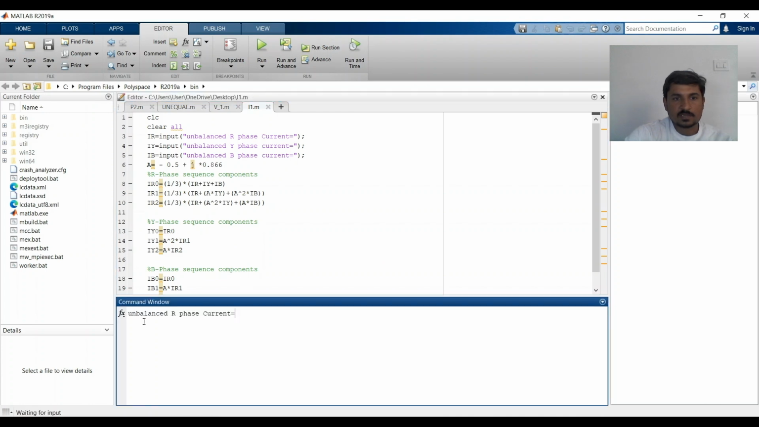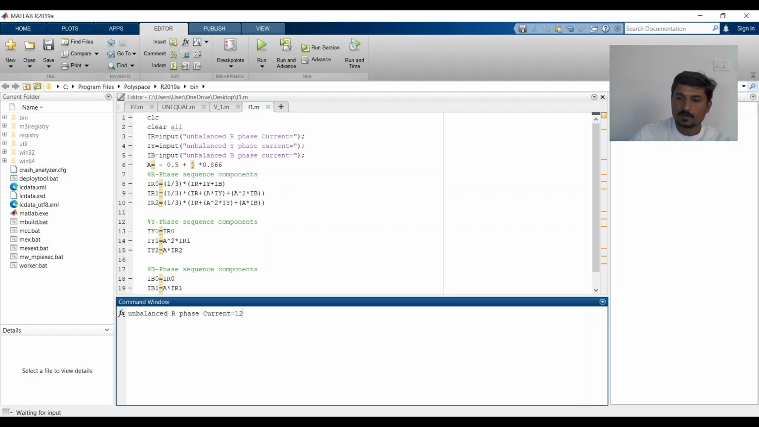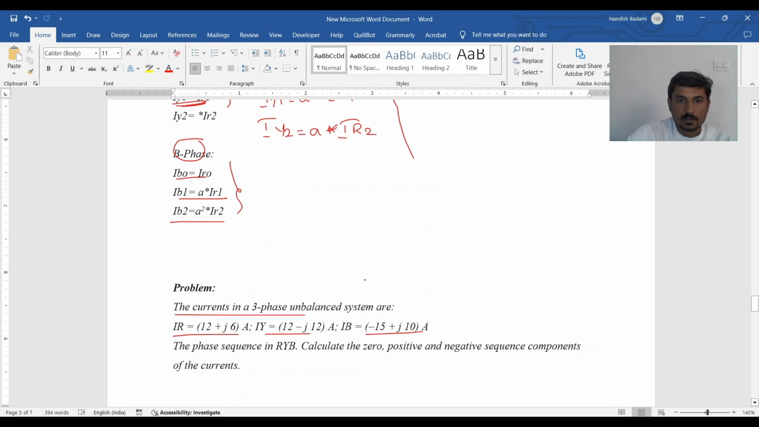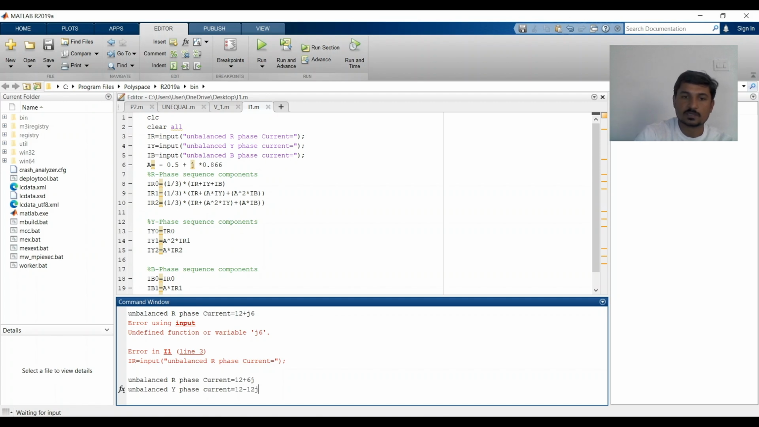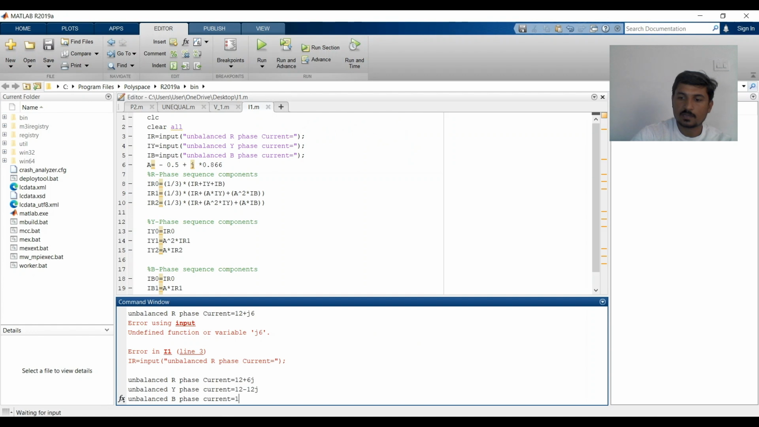Enter path. Now it is asking for the unbalanced R phase current, and from the problem we can take IR is equal to 12 plus J6. Sorry, can't put it as small letter j. 12 plus 6J, we need to enter the J later. And now the Y phase is 12 minus J12. And the B phase value is minus 15 plus J10.